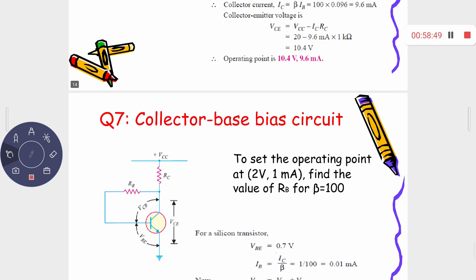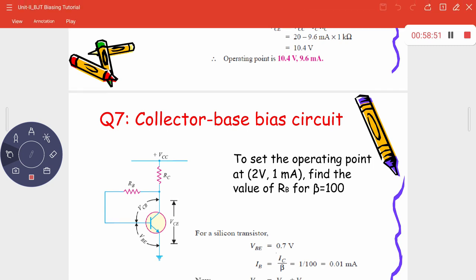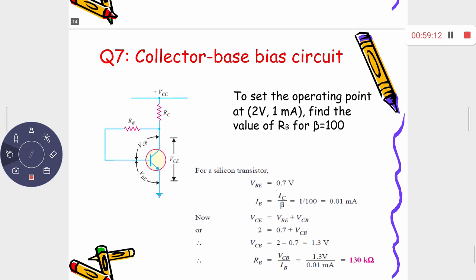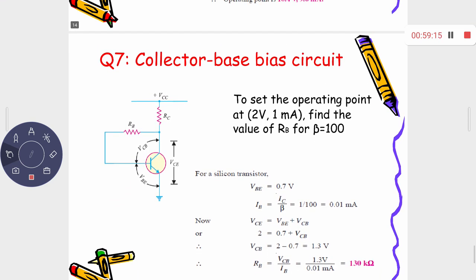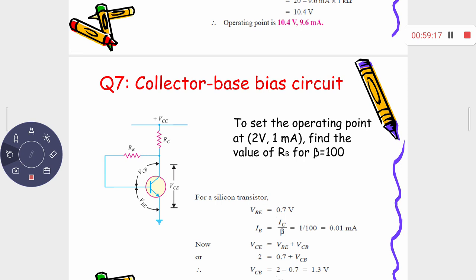There are different types of questions, like: to set the operating point at 2 volt and 1 milliampere, I need to find out the value of RB for a given beta. The Q point is given as 2 volt and 1 milliampere. I think VCC has to be provided. Yeah, VCC has to be provided.